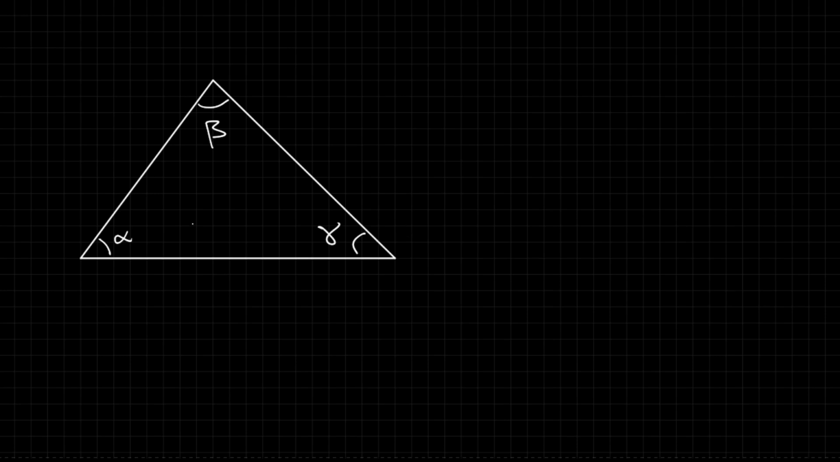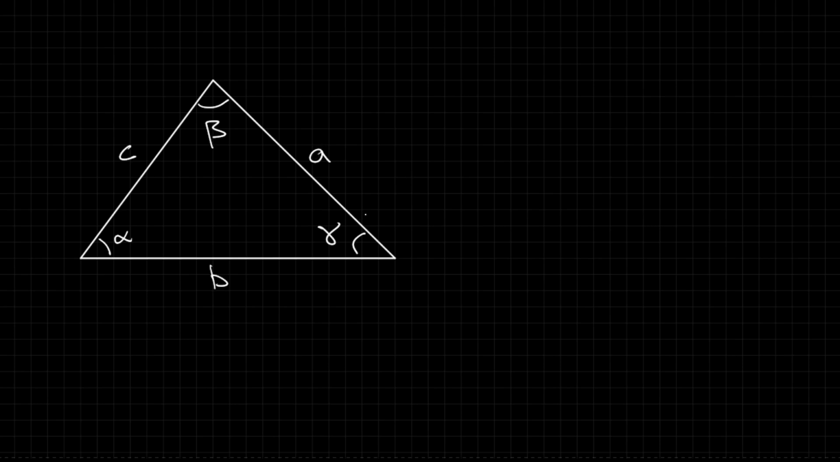And remember, if alpha is here, then A has to be opposite to alpha, B has to be opposite to beta, and C is going to have to be opposite to the angle gamma. You can label any side A, B, or C as long as if you change the label of a side, you also change the label of the angle that is opposite to it.